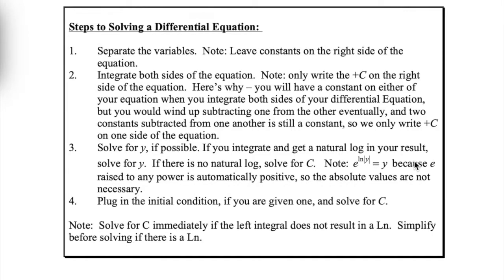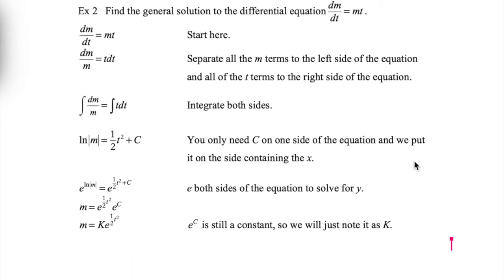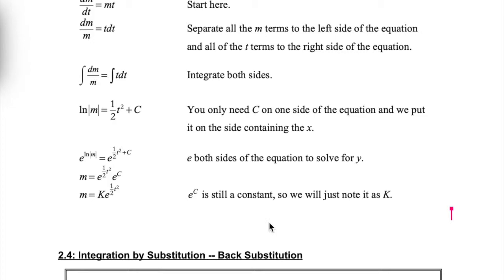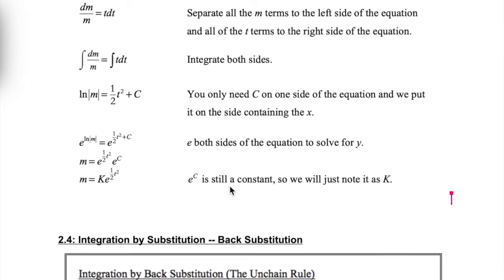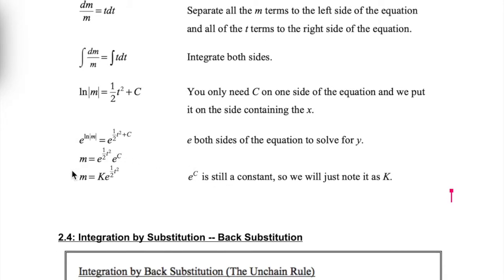Here's an example problem. To find the general solution, and as you can see, there's a differential function as well as an unknown variable. And so the first thing that is done is separating the t and the m to separate sides, then integrating, then taking the natural log of m, multiplying by e on both sides, and then that cancels with the natural log on the left. You're left with m equals e to the 1/2 t squared. And then since e to the c is a constant, you can just change it to k. And that is your final answer for the general solution. However, if you were given an initial condition, you can plug in and solve for c as your constant.